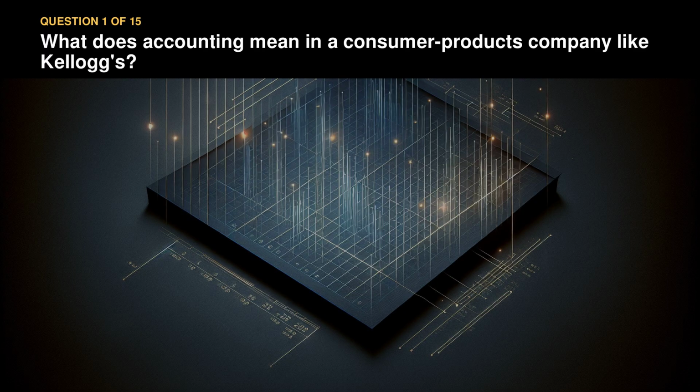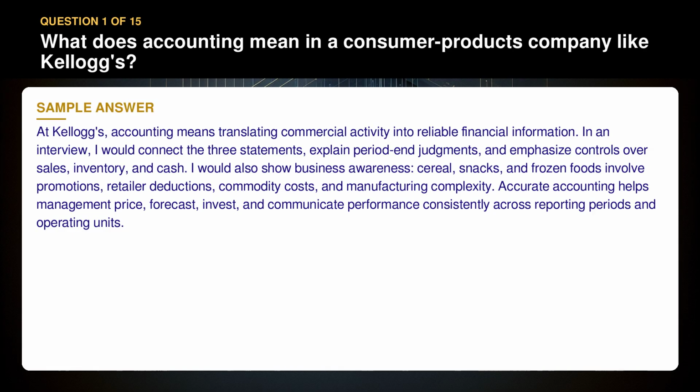Question 1. What does accounting mean in a consumer products company like Kellogg's? At Kellogg's, accounting means translating commercial activity into reliable financial information. In an interview, I would connect the three statements, explain period-end judgments, and emphasize controls over sales, inventory, and cash.